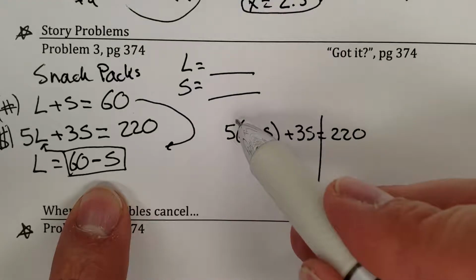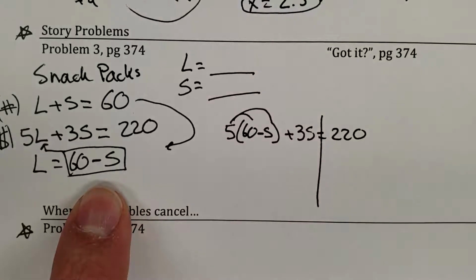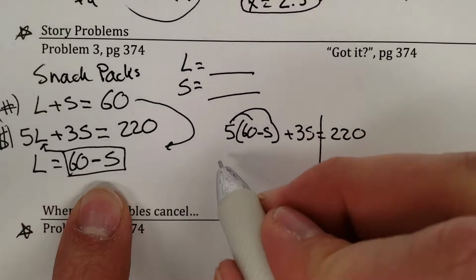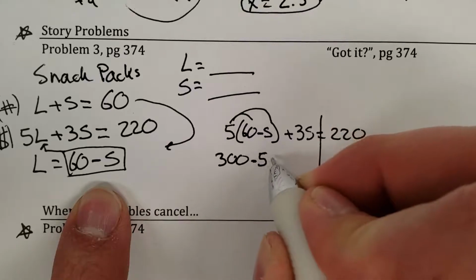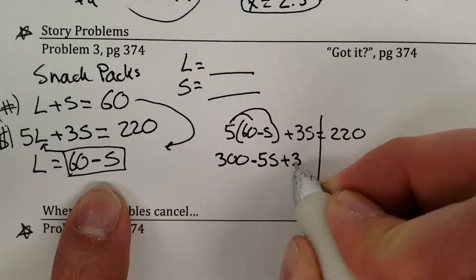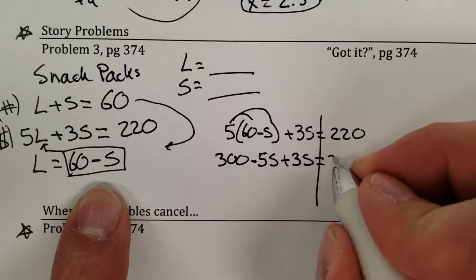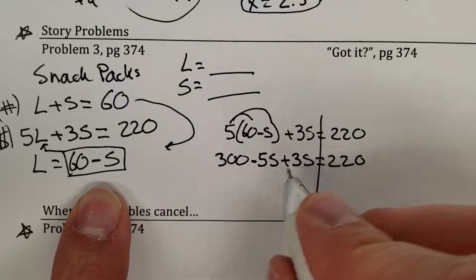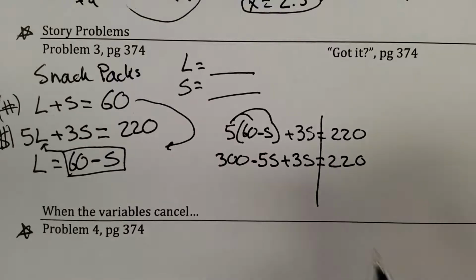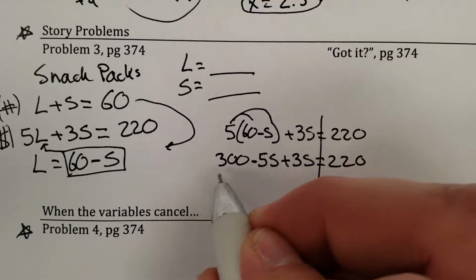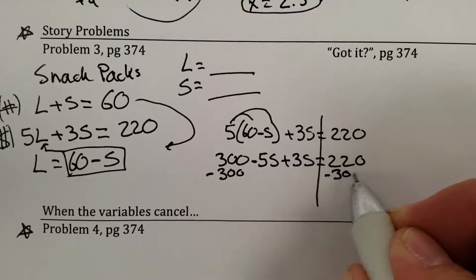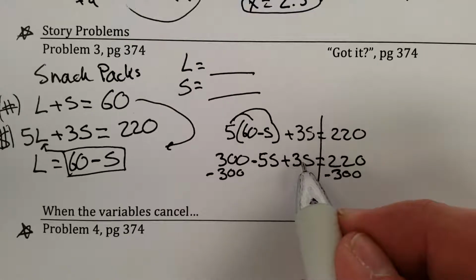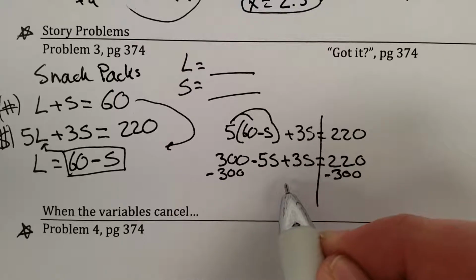Time to do some algebra, friends. Distribute: 5 times 60, I believe, is 300. Last time I checked, yes it is. So we have 300 minus 5S plus 3S. Don't get too lost in the $5, $3. Just trust the numbers. Don't worry about the story right now. I'm going to do a two-step move. I'm going to subtract the 300. If I combine S terms, I'm going to have a negative 2S.